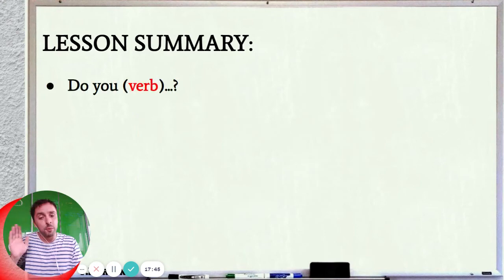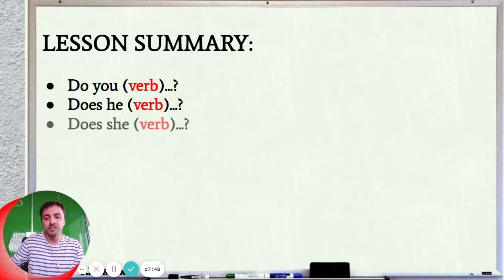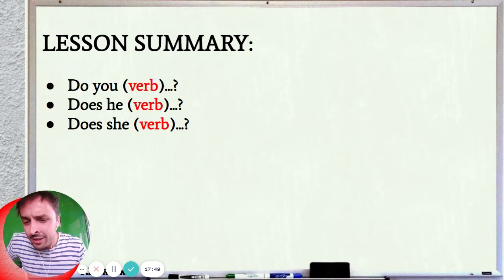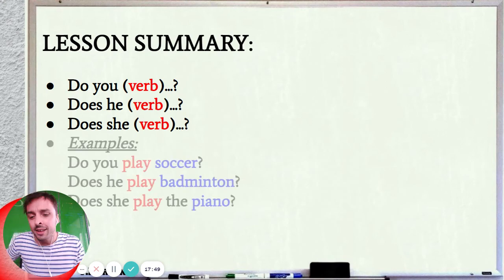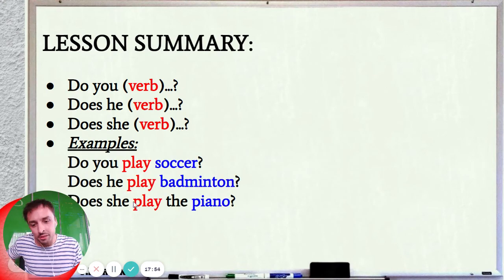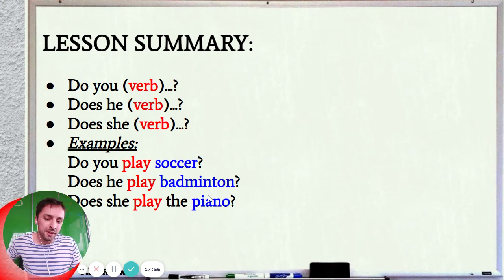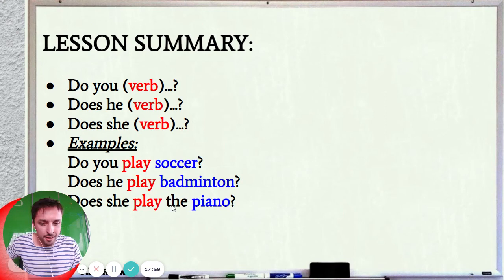Lesson summary again. We went over your questions. Do you, does he, and does she? And then here are your examples. Do you play soccer? Does he play badminton? And does she play the piano? Okay, remember if it's a musical instrument, we have to say the.